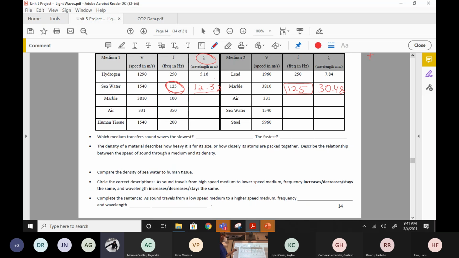Which three materials do you think are the densest on here? Yeah, I would say steel, marble, and lead, huh? Do they also have the fastest sound waves? Looking at their speeds, they have the fastest sound waves, huh? And our least dense materials like air and hydrogen gas have the slower sound waves, don't they? Okay, with water in the middle.